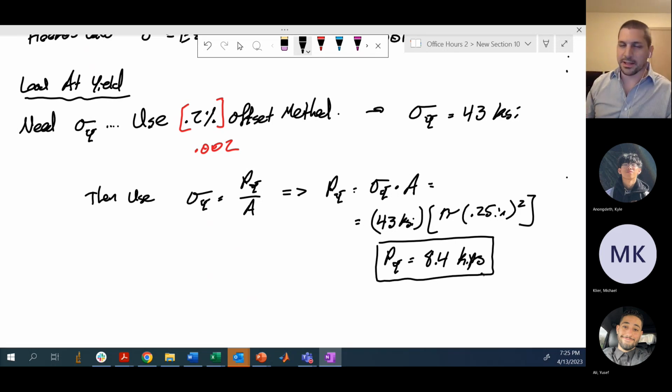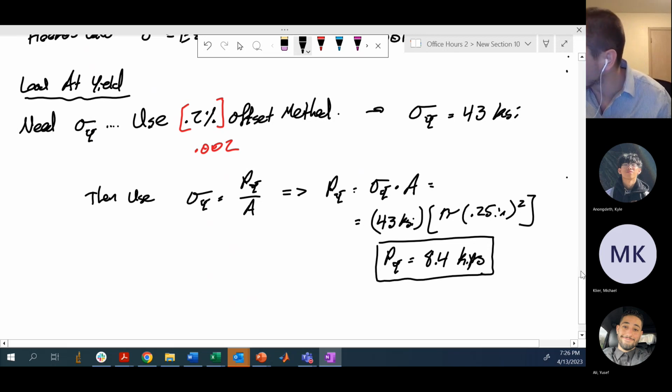Okay, so a little hidden step here: understanding what the load at yield is versus the stress at yield, making sure you understand that 0.2% offset method, just understanding how to run a stress strain curve and understand and read it well. Okay.